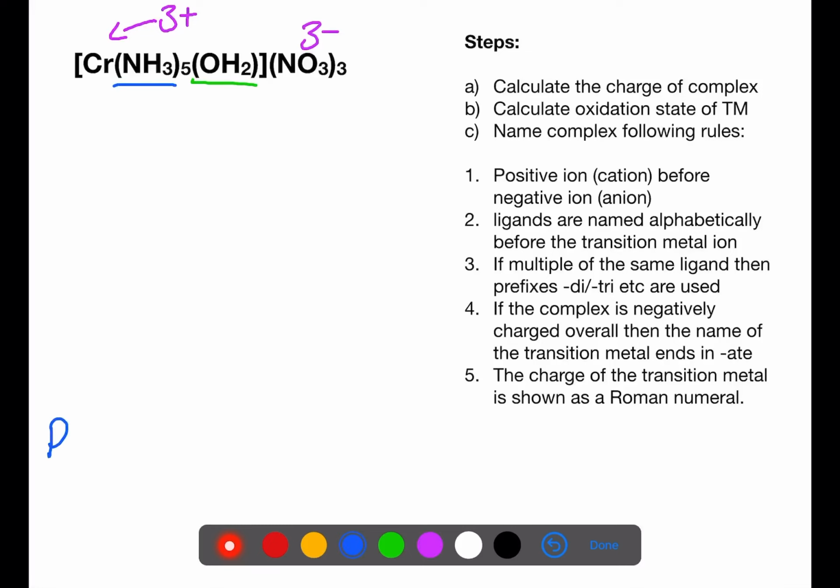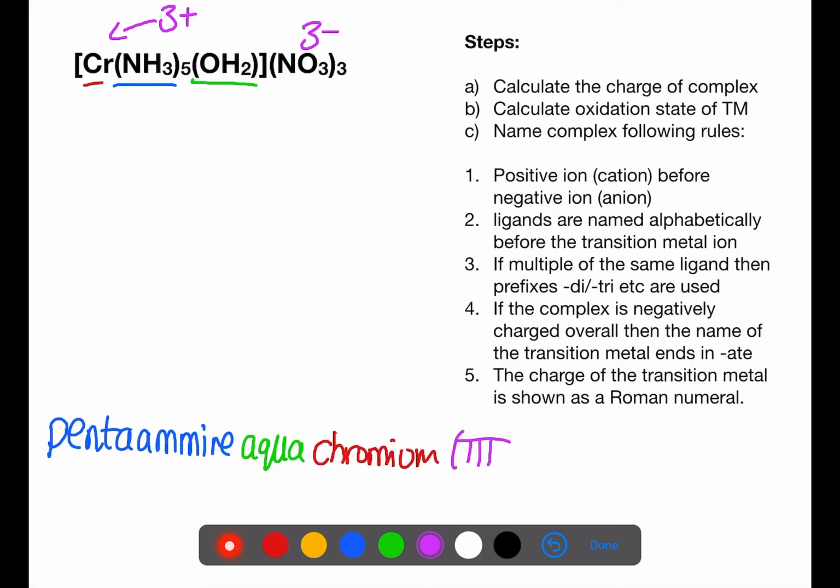We have 5 amine ligands, so that will be pentaamine, followed by aqua, followed by chromium, as the square bracket part is positive. We can then put in the charge of the chromium, which is 3, and then nitrate to finish the name.